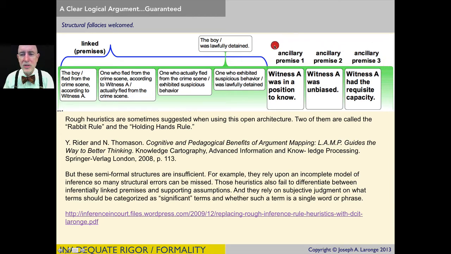So unless your design makes that distinction, if you start trying to apply the rabbit or holding hands rule to other premises that can be appropriately within the enclosure, but are not inferentially linked, but assumption linked, you're going to be lost. Now here, if you want to read more about that particular discussion of rabbit rule and holding hands, is a link to a short writing I did.